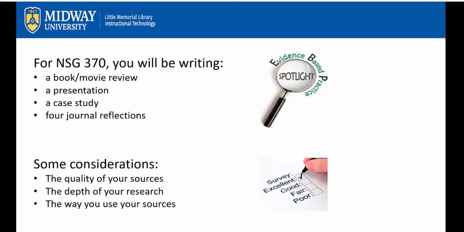Some things that you need to consider as you move up in the world here are the quality of the sources that you're using, the depth of your research, and the way that you use your sources. What do I mean by that? For quality of your sources, it's no longer going to cut it for you to Google something and use the information that you find in Google, or even really Google Scholar. It's time for you to start using nursing databases so that you get peer-reviewed articles.